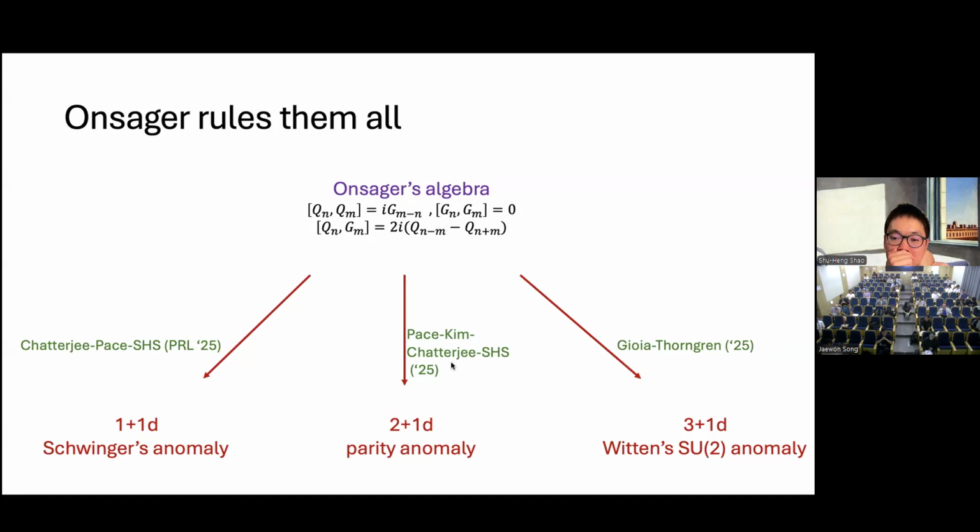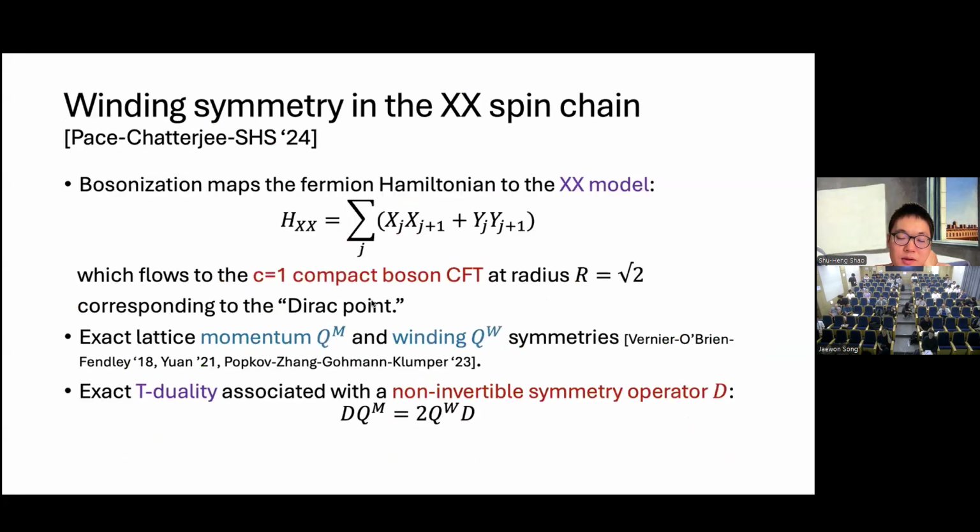At the end of your 1 plus 1D discussion in the context of the XX Hamiltonian, you mentioned the existence of some non-invertible symmetry D. I didn't quite catch the importance of that. Is it related to the rest of your discussions in the 1 plus 1D fermion model, or is it something else?